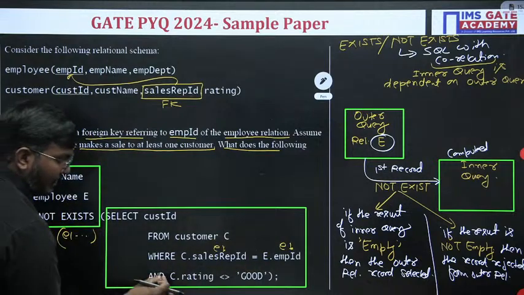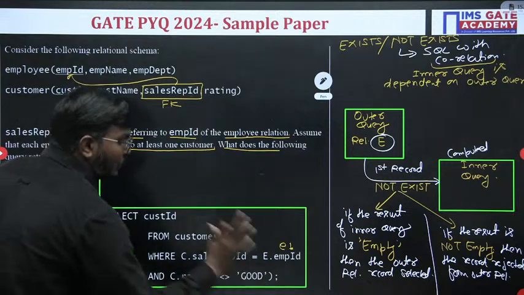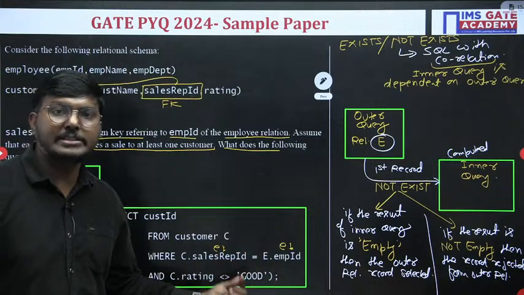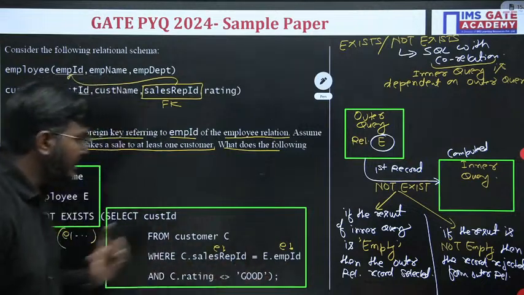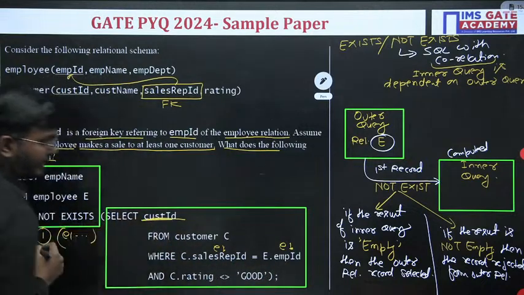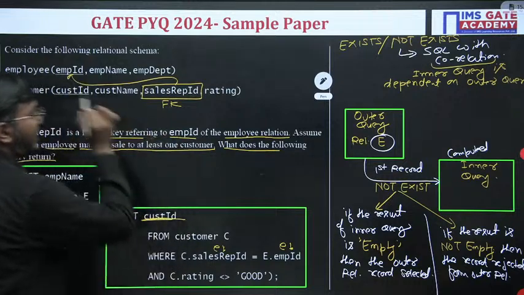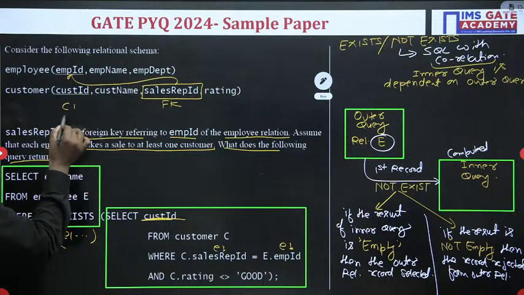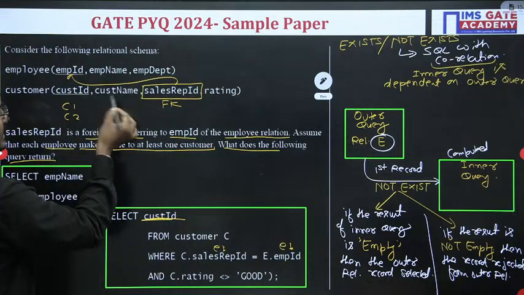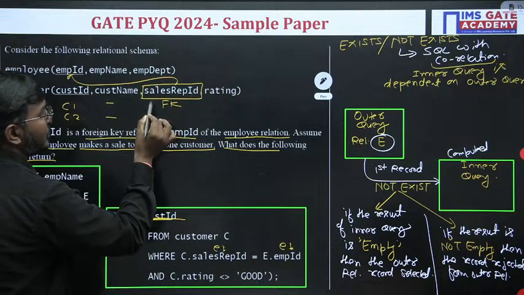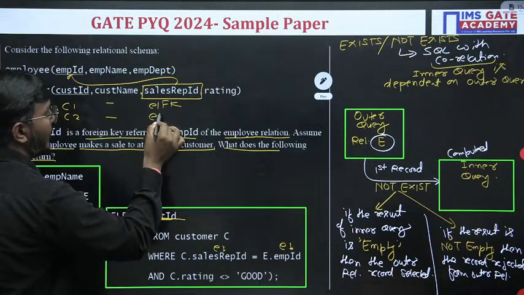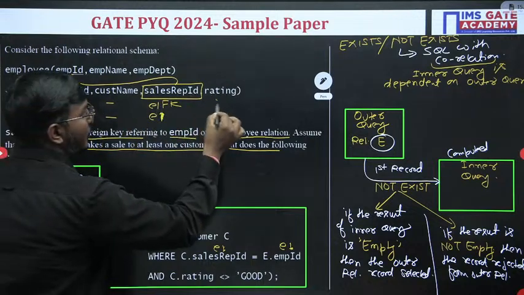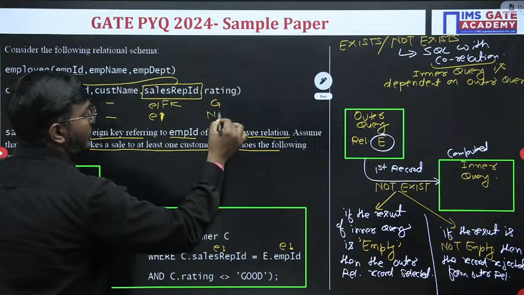And if C.rating is not good, it says here select the customer ID. Let's assume in this customer table, I have customer IDs C1 and C2, customer names random. The sales ID, let's assume, is E1 only, both are E1. The C1 customer gave the rating good, and C2 is given not good.